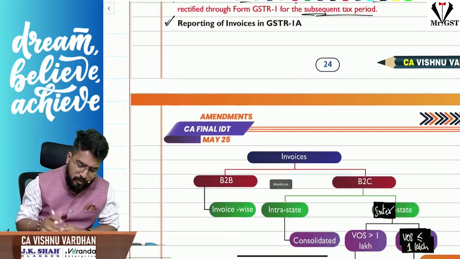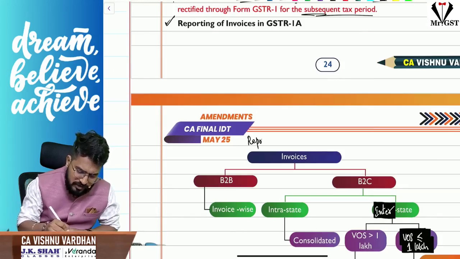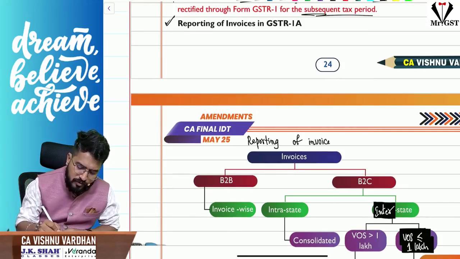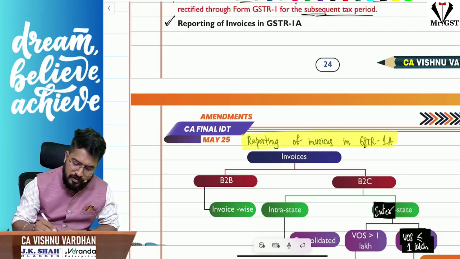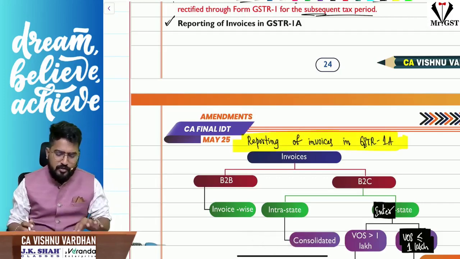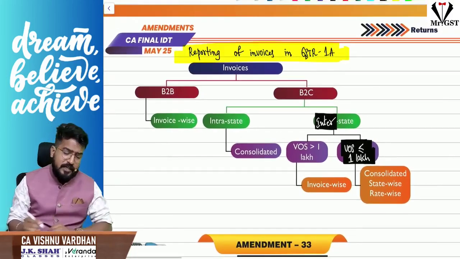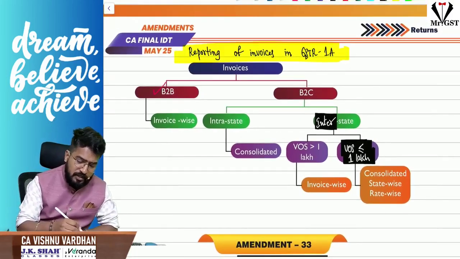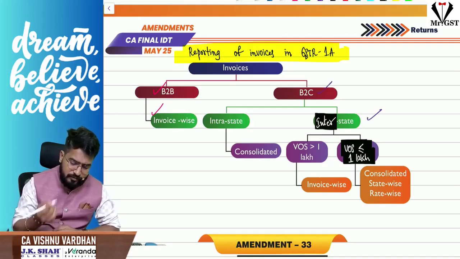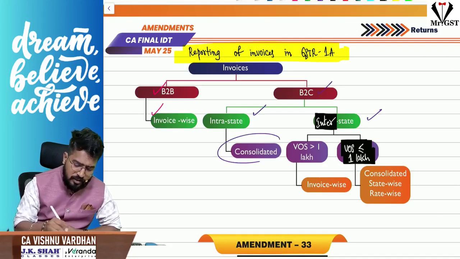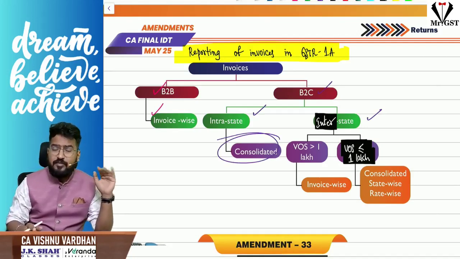So this point heading should come here. Sir, how do we report invoices? Reporting of invoices in GSTR 1A. Let us do some coloring for this. Okay, so reporting of invoices in GSTR 1A. How do you do that? Sir, it depends on whether it is B2B supply. If it is B2B supply, you give invoice wise details. If it is B2C supply, intrastate, consolidated figure you can give, just like we have seen in GSTR1 filing, same way.